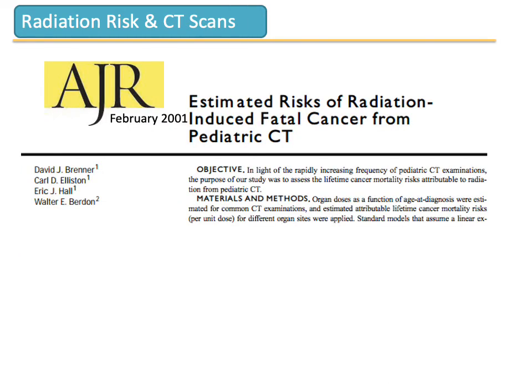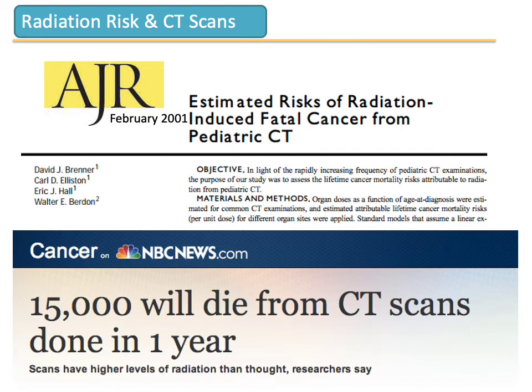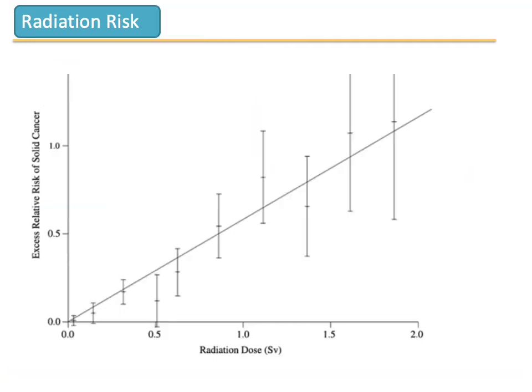So I think we all know that radiation risk is a big topic of conversation in radiology and in the medical community in general. A lot of this was instigated in early 2001 when AJR published an article that estimated the risks of radiation-induced fatal cancer from pediatric CT. And this was one of the headlines that came out of this. There are these alarmist headlines that claim that 15,000 people will die from CT scans over the course of a year. So where do these numbers come from? Where does this information come from? It's not entirely bogus, but it's good to understand where it comes from.